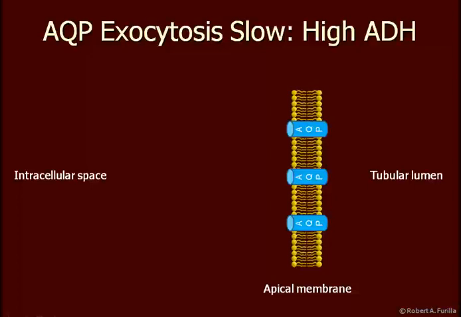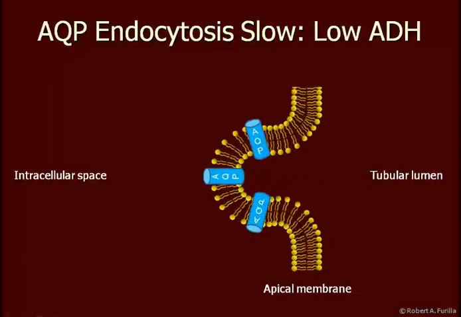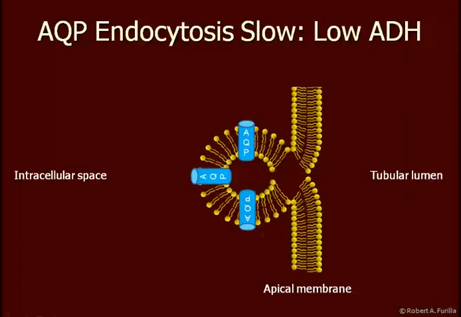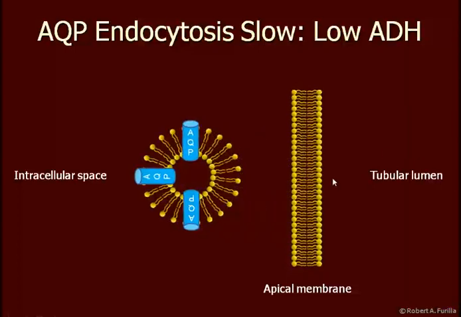Now the next animation is going to be a low ADH condition, also in slow motion. So here we're seeing the aquaporins being removed from the membrane. A vesicle is created, the membrane is re-fused. Tubular fluid here has no way to pass through the membrane, through the cell, back into the plasma. So under these conditions, water has nowhere to go but through the collecting duct to the ureters and into the bladder for excretion.